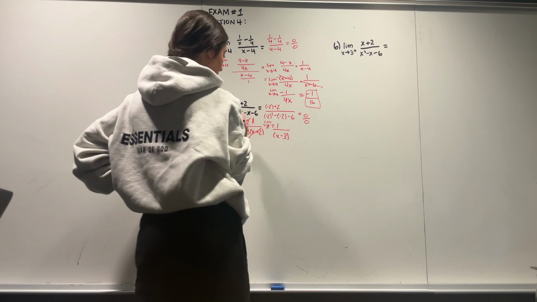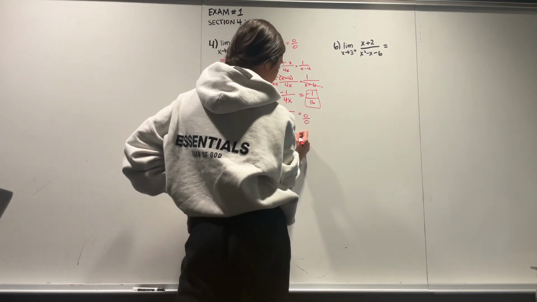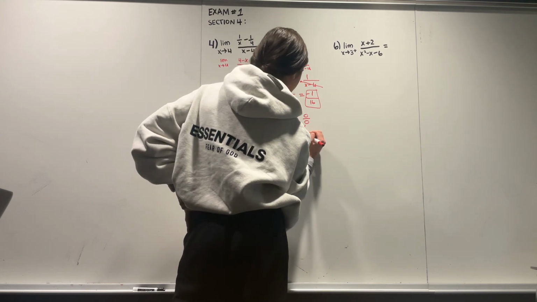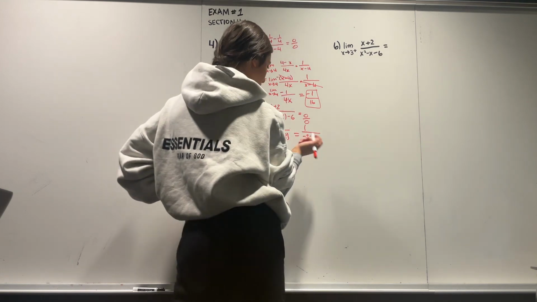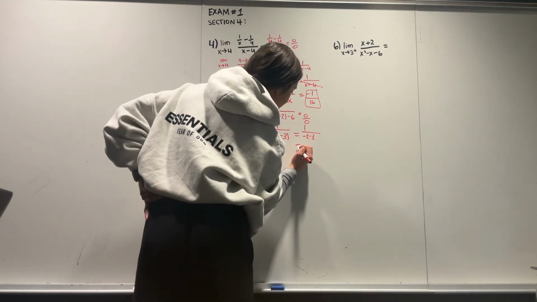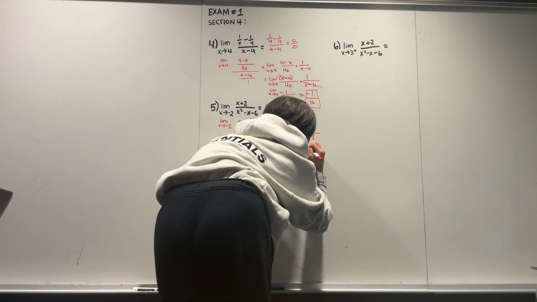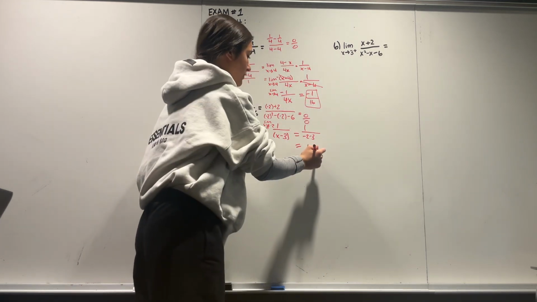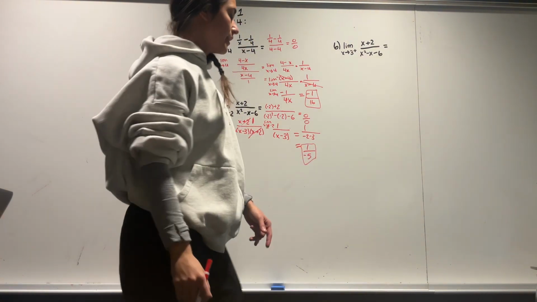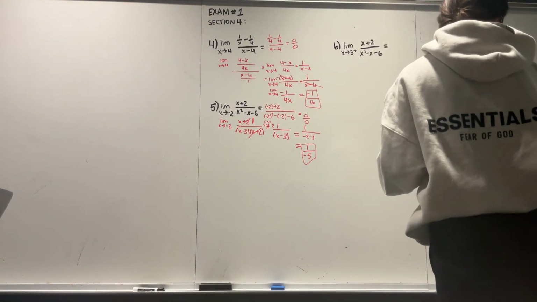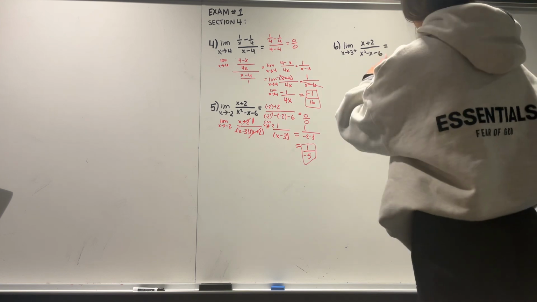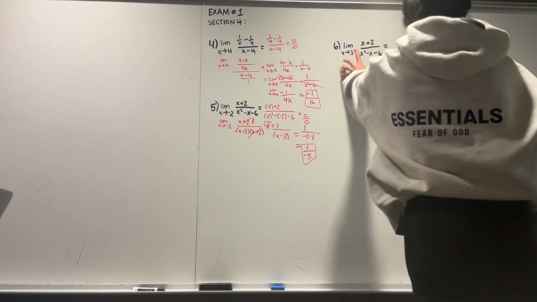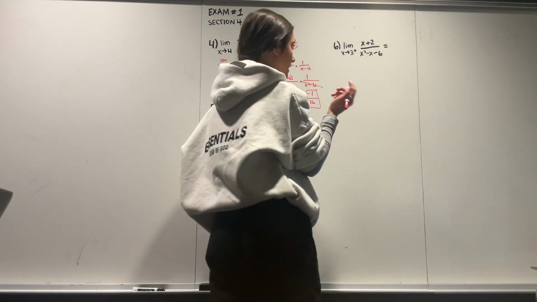And then you're going to plug in your negative 2 again, and you're going to end up with 1 over negative 2 minus 3. So then your final answer is going to be 1 over negative 5. And that's going to be your answer for this. Now, number 6 is very similar, except it's the same equation here, but it's 3 approaching from the right. We're going to do the exact same thing.